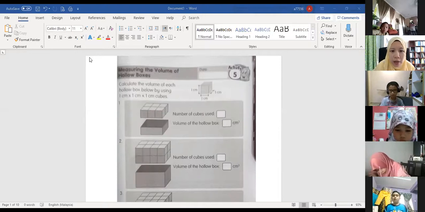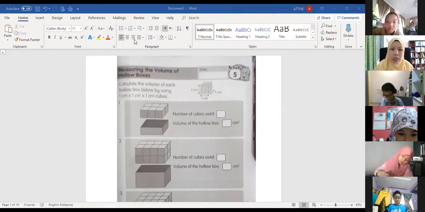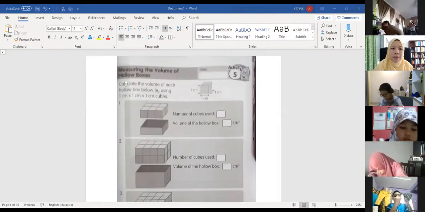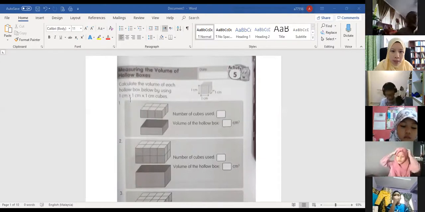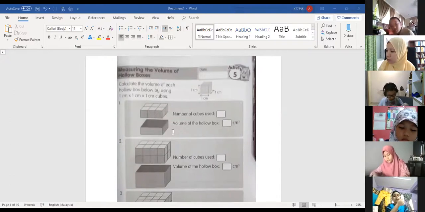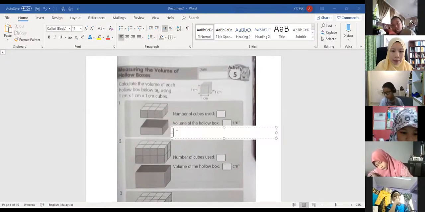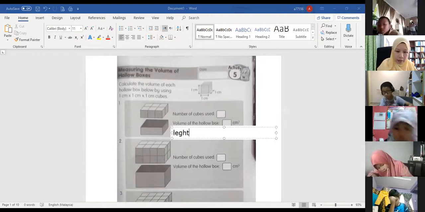Okay, now I want you to calculate the volume of this hollow box. Do you still remember? Teacher already taught you how to measure the volume of hollow box. Do you still remember the formula? The formula how to measure the volumes. The length times width times height.